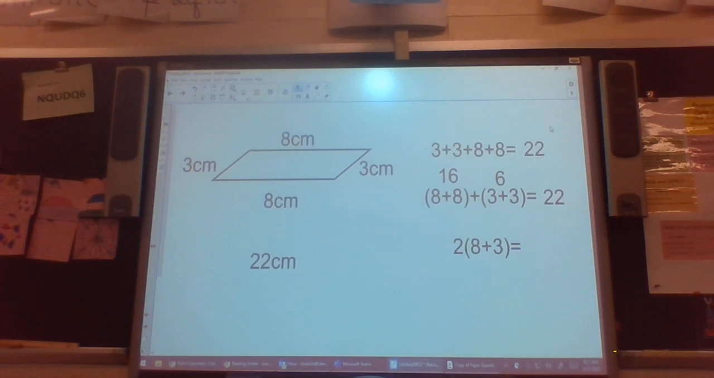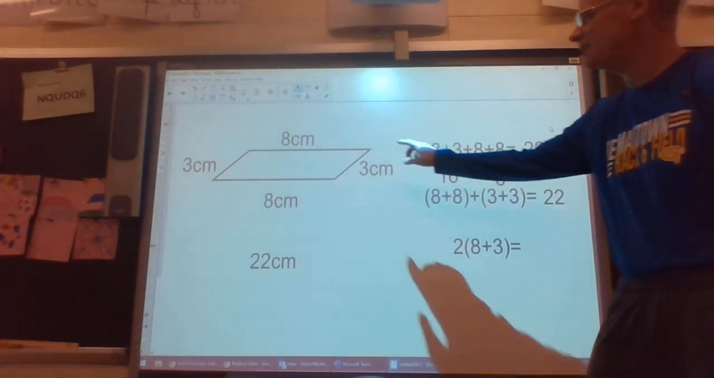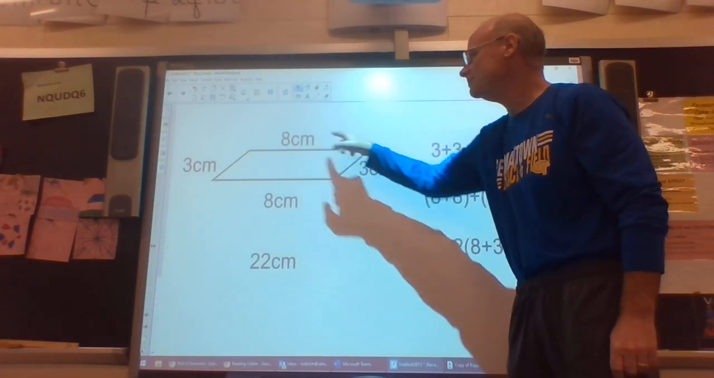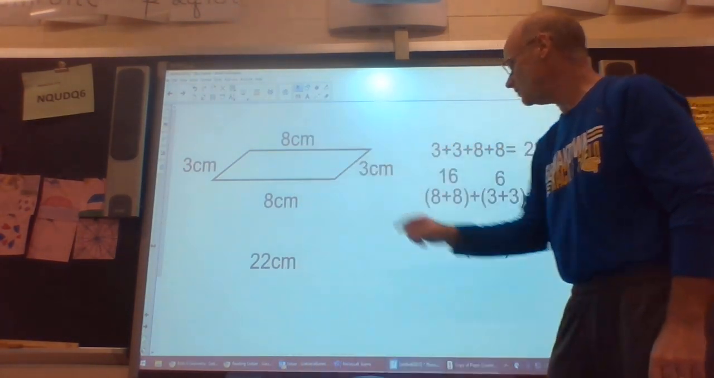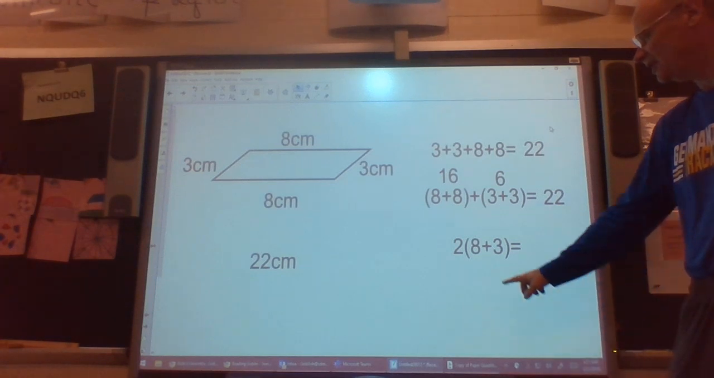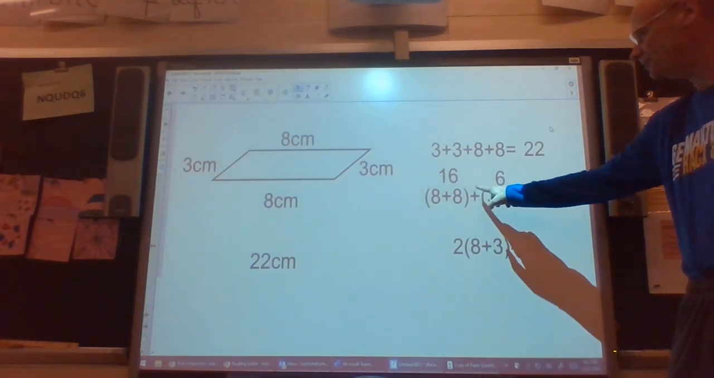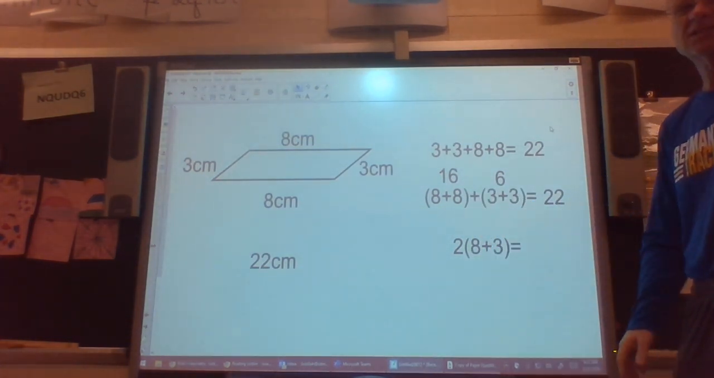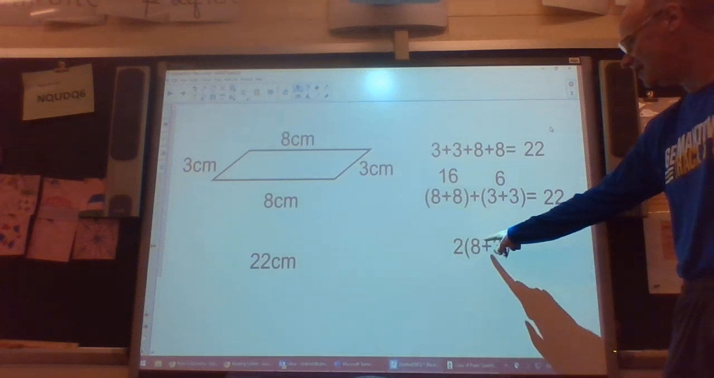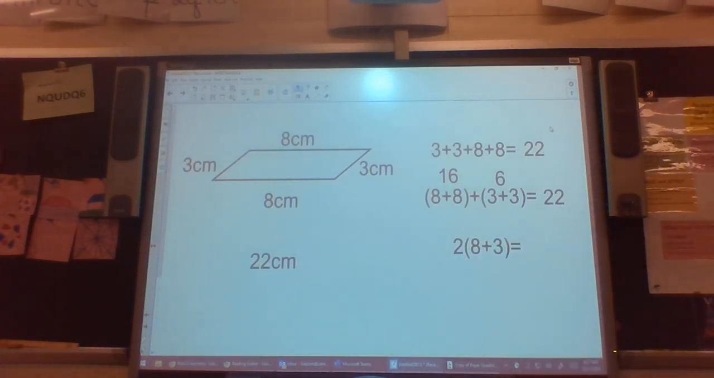And there's another way to do this. I'm going to just take that, I'm going to add my two sides, my 8 plus 3. And since I have two of them, I'm going to have to do it twice. This is a way of writing this same problem, just in a different way. So I'm going to have 8 plus 3, and 8 plus 3 is 11.